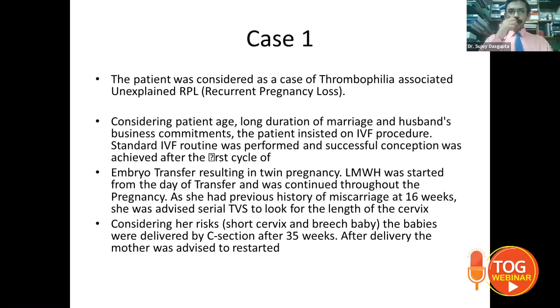Now, because she had one previous mid-trimester loss, I advised cervical length screening from 16 weeks. It was normal, but around 30 to 33 weeks, I found that the cervix started getting short and the first baby was in breech presentation. After discussion of pros and cons, she opted for delivery by elective section at 35 weeks. As she was at high risk of thromboembolism because of some altered results in thrombophilia testing, I restarted the heparin the next day after delivery and continued till 36 weeks.